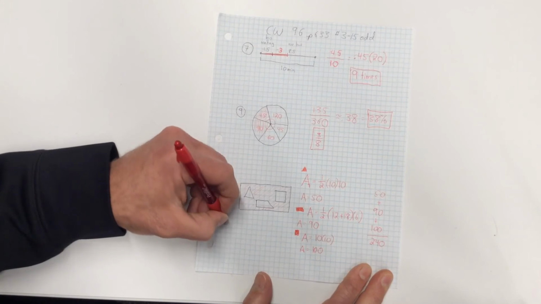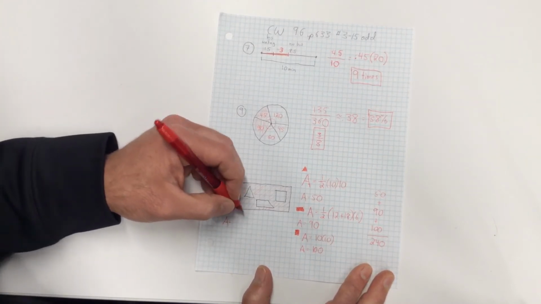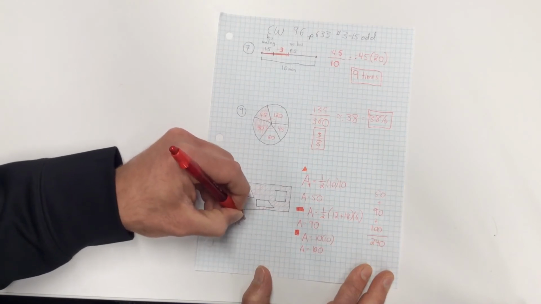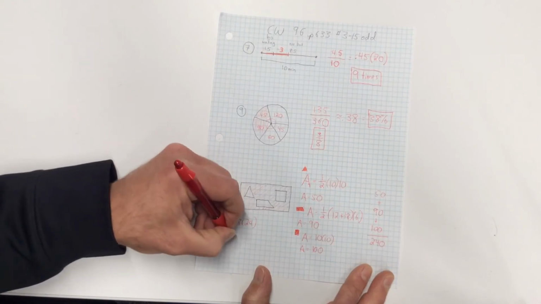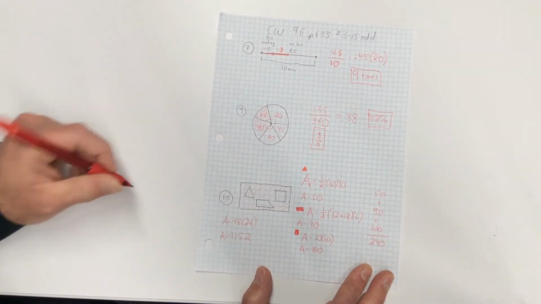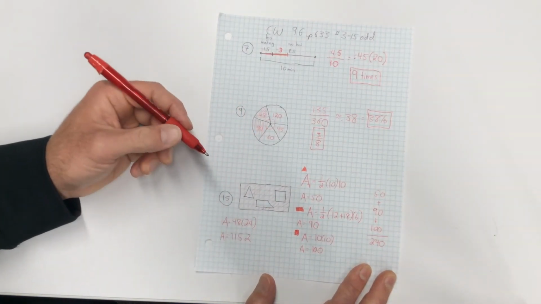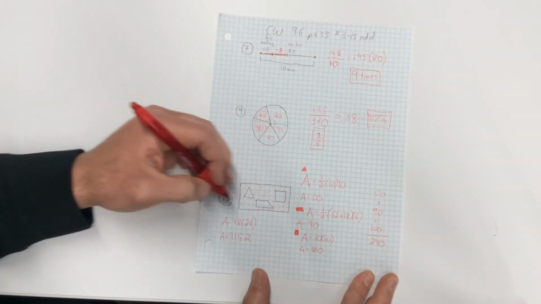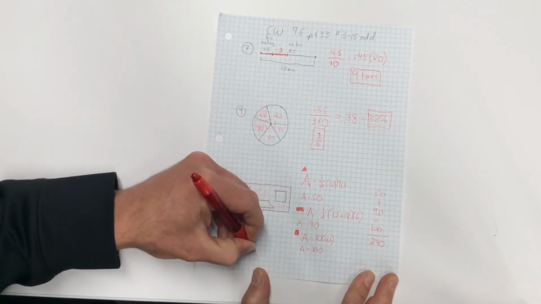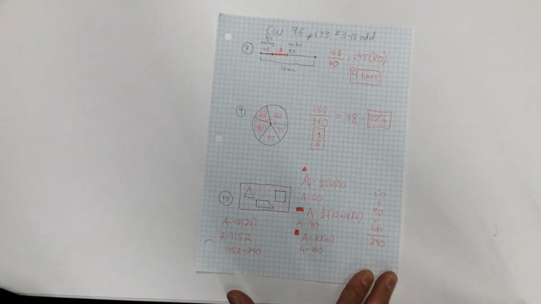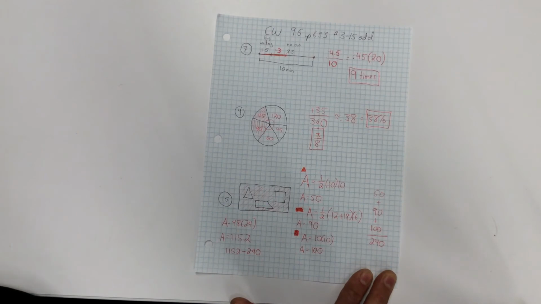Total area of the rectangle is area equals base times height, 48 times 24. And its total area is 1152. 48 times 24 is 1152. So, again, multi-step. That's what I think makes this one tricky. So we're going to go 1152 minus 240, and that gives us 912.